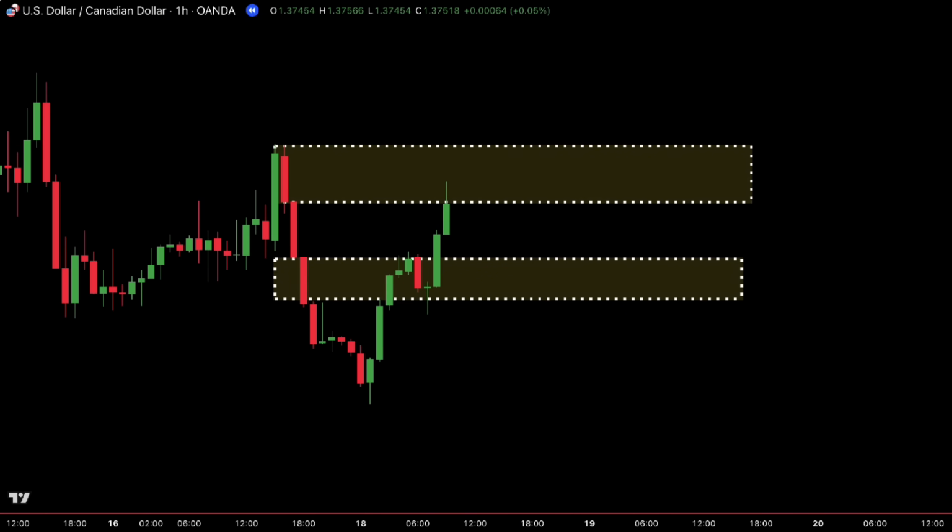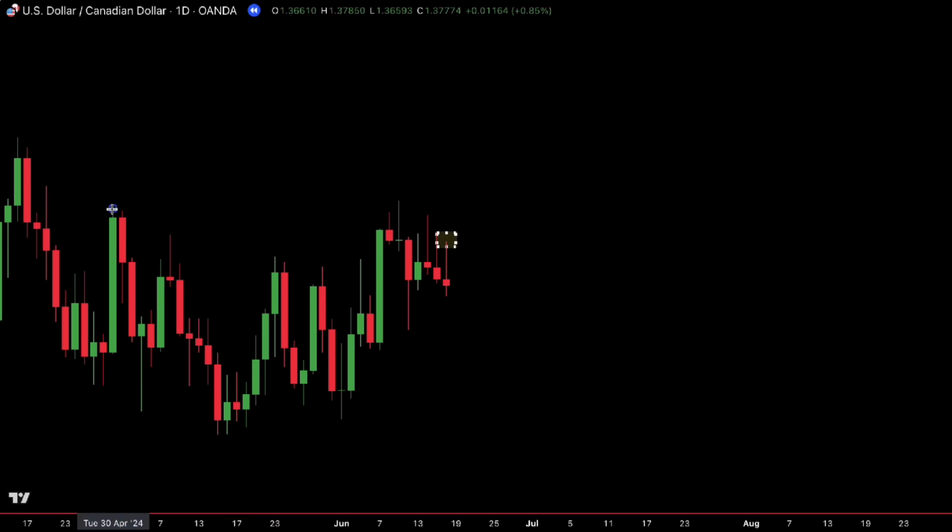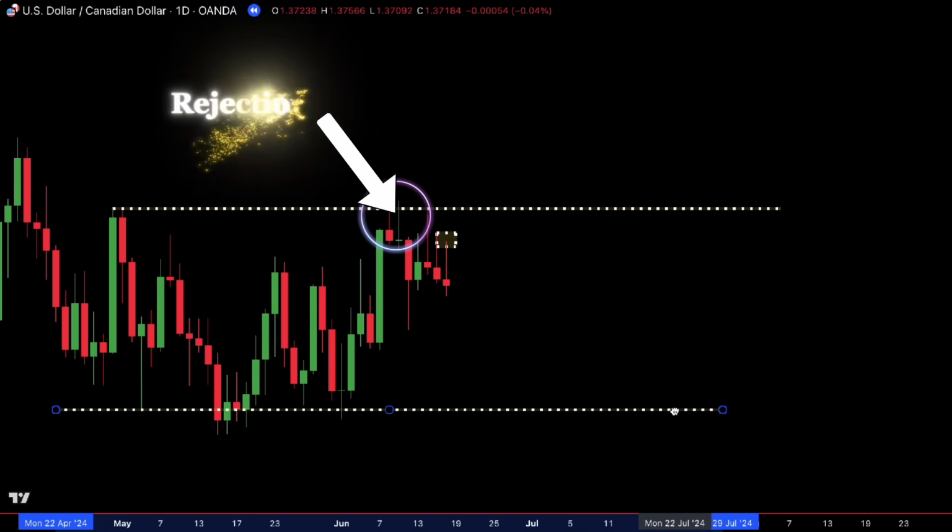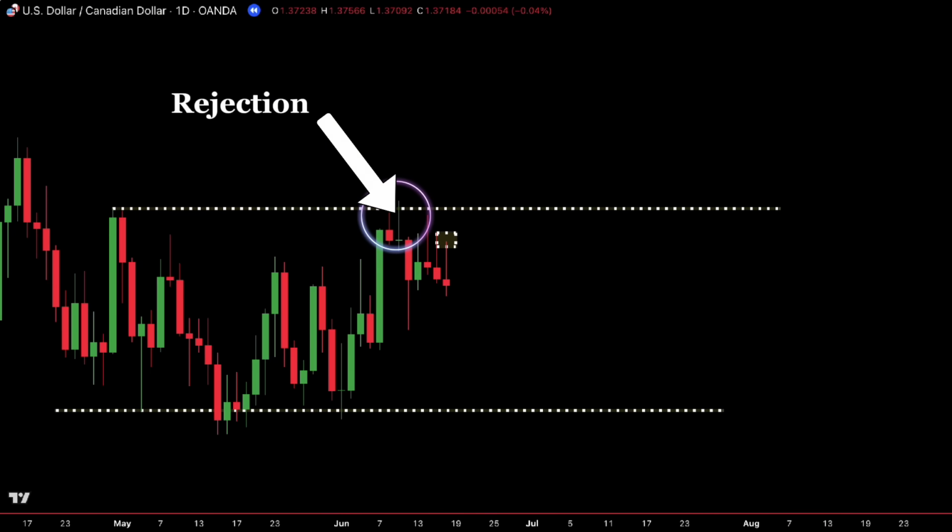Let's move up to the daily chart. On the daily timeframe, the market is ranging. Notice how it was recently rejected from a resistance level, creating what we call a liquidity sweep. Price ran stops above resistance, then quickly reversed back down. That's a strong signal that the daily timeframe is likely to push lower toward the support level. This higher timeframe context supports our short setup on the hourly.